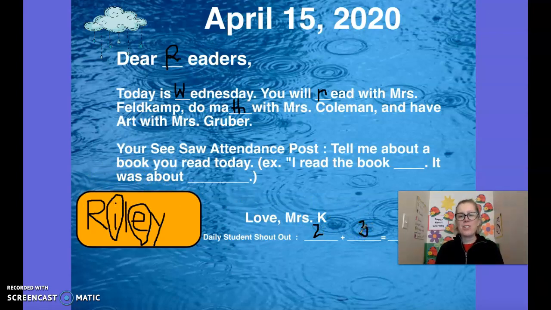Now, mathematicians, you can add up all the letters in his name. He has 2 vowels and 3 consonants. If we add them together, that makes how many? 5. So 2 plus 3 equals 5. Riley has 5 letters in his name.